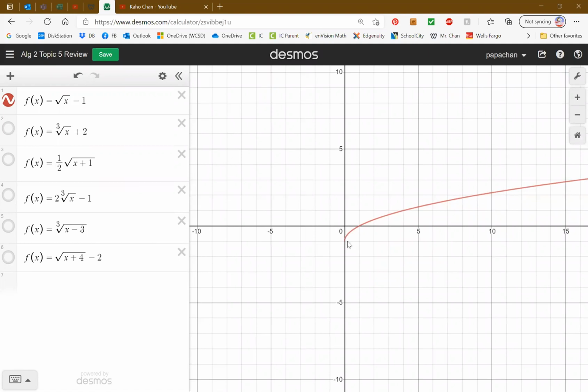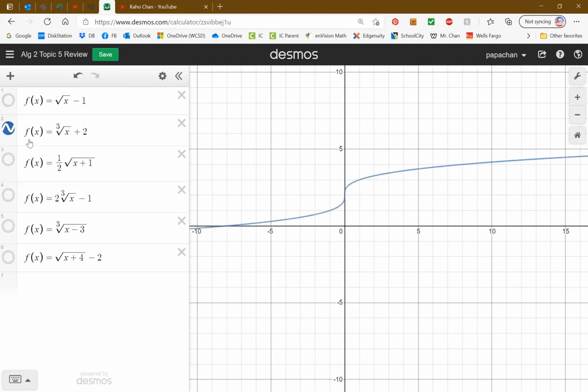Domain is based off of HK right there. So the HK is 0, -1, okay? Remember that. We'll carry that over to the other side in a moment. And they also ask whether this function is increasing or decreasing. If you look at the red graph here, it's increasing from left to right. Yay, that was number 32.